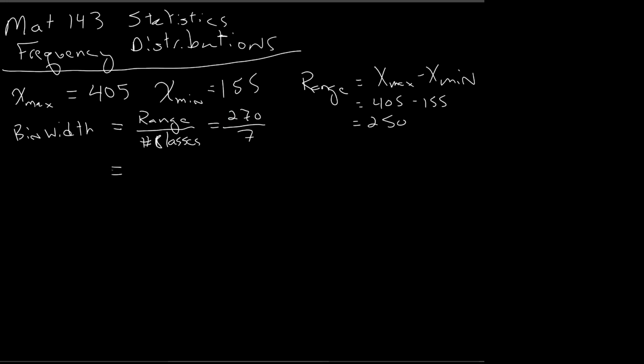And if I grab my calculator here, 250 divided by 7 is 35.714, and it continues on, but I need to round up, and so my bin width is going to be 36. And so now I have the information I need to build a table.